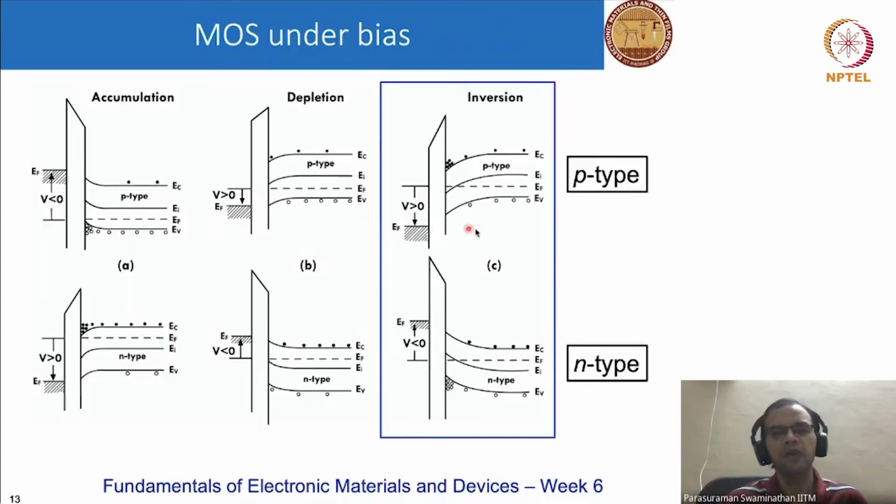Ultimately, as we keep on increasing the voltage, we have a regime where we have excess electrons at the surface in the case of a p-type semiconductor, so this is your n channel, or we have excess holes at the surface in the case of an n-type semiconductor, so this is your p channel. So an inversion regime is what we want as far as a MOSFET is concerned.